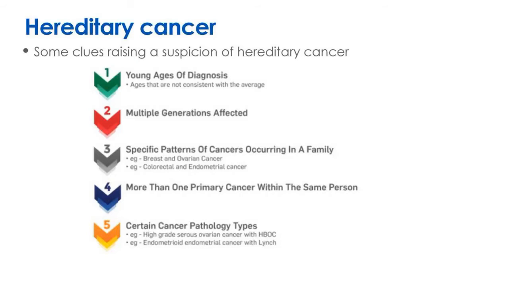We also look at specific patterns of cancers occurring in a family. For example, when we see breast and ovarian cancer within a family, or where we see colorectal and endometrial cancer in the females in the same family, then we know we might be looking at a hereditary cancer. Then more than one primary cancer within the same person, and then also certain cancer pathology types, such as high-grade serous ovarian cancer, when we're talking about hereditary breast ovarian cancer syndrome, and endometrial cancers, talking about Lynch syndrome.